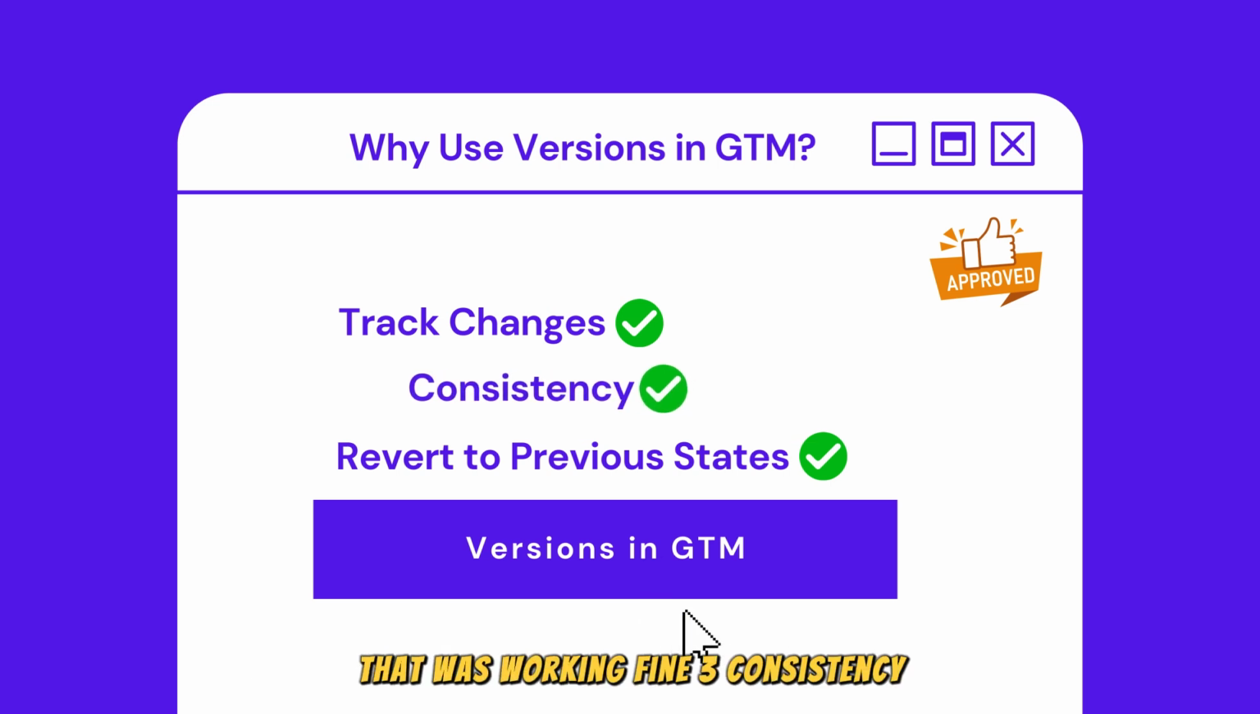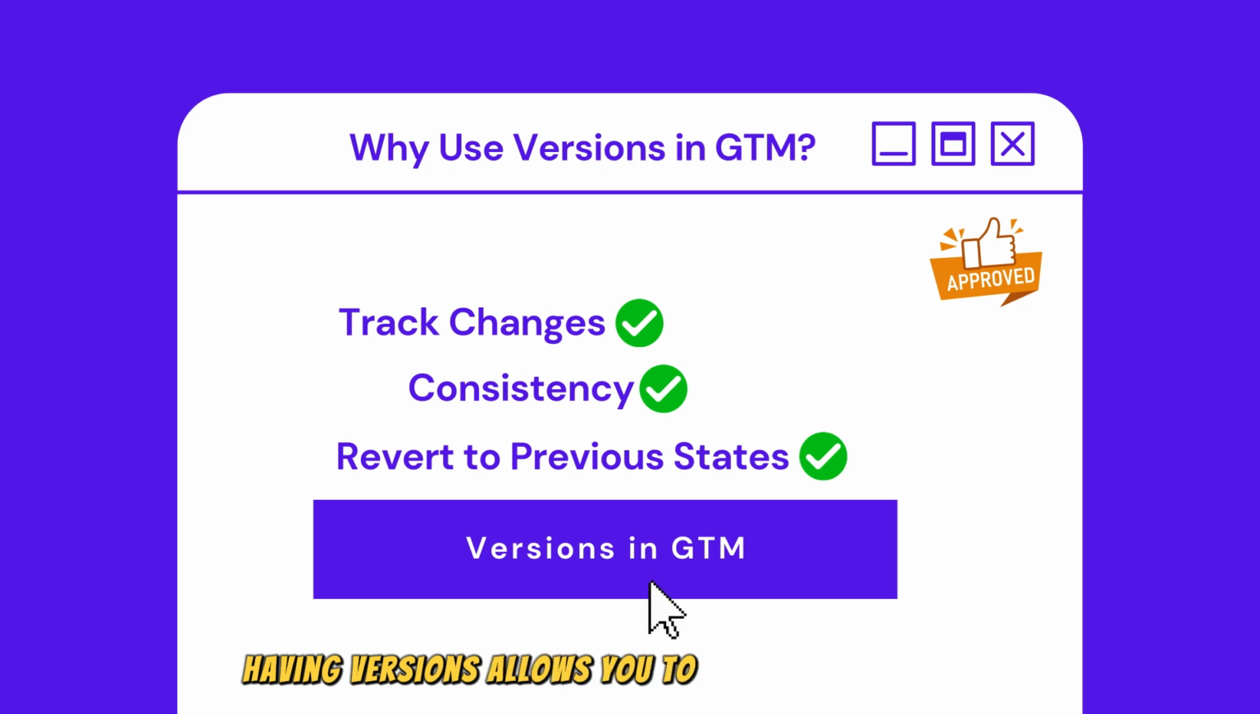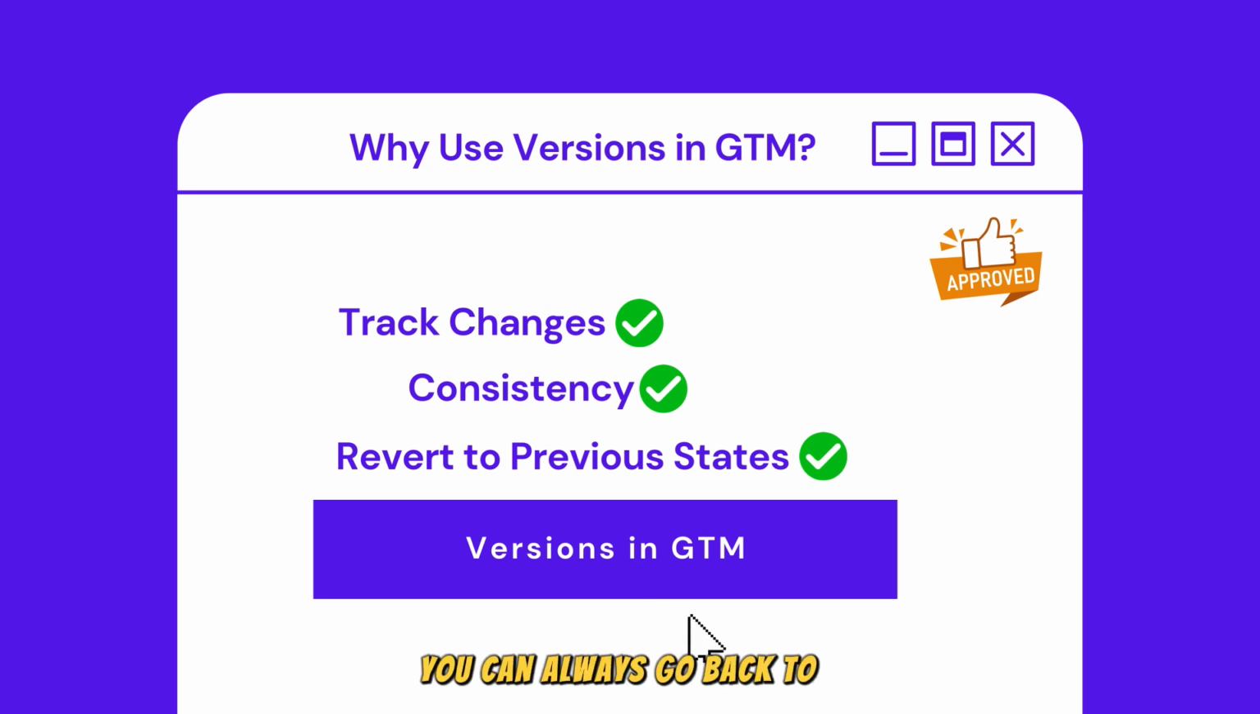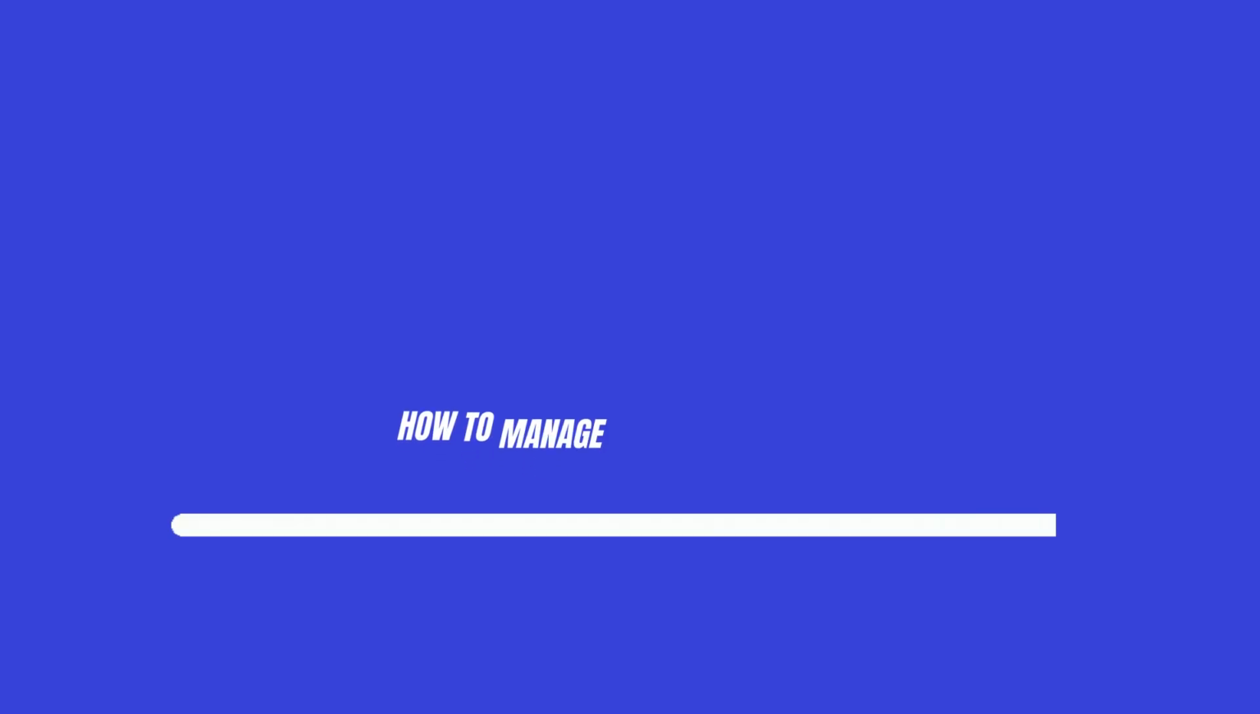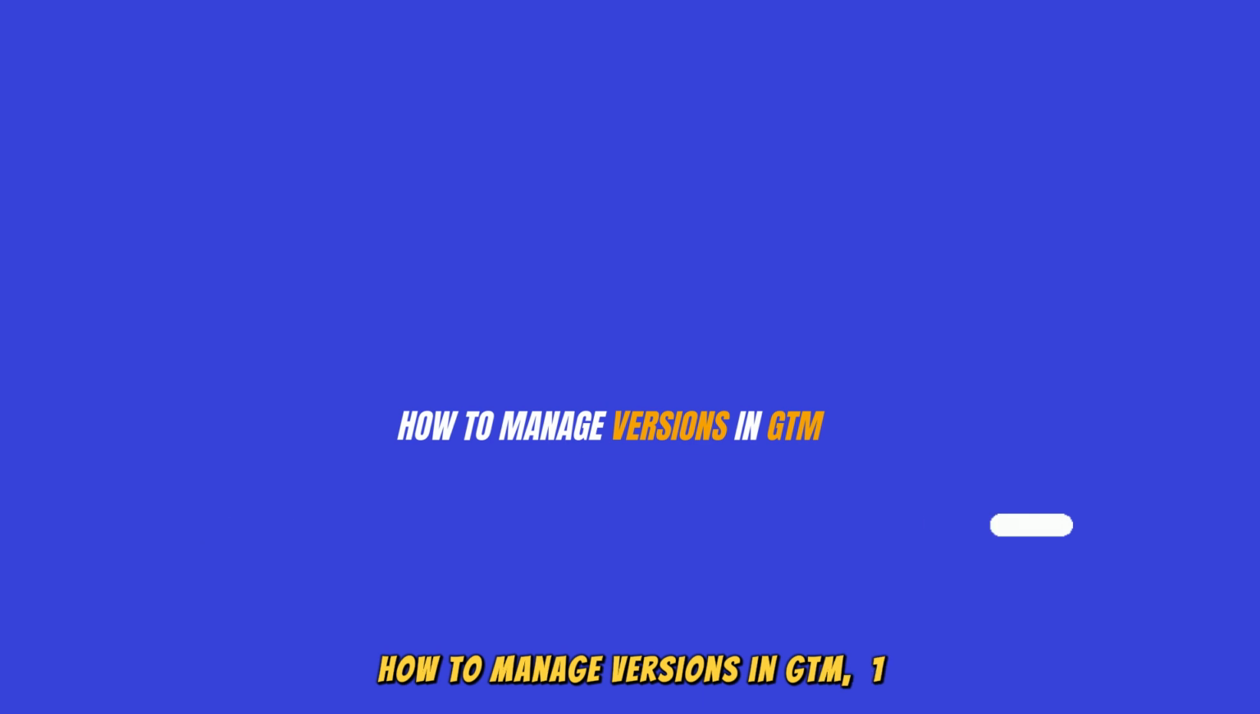3. Consistency. Having versions allows you to maintain consistency across your tags and triggers. You can always go back to a version that's known to work, which is especially useful in team environments. How to manage versions in GTM. 1.